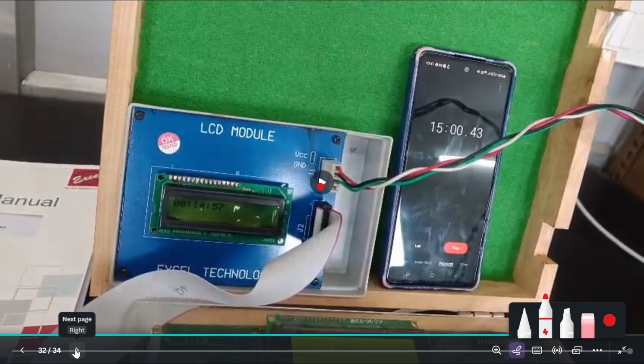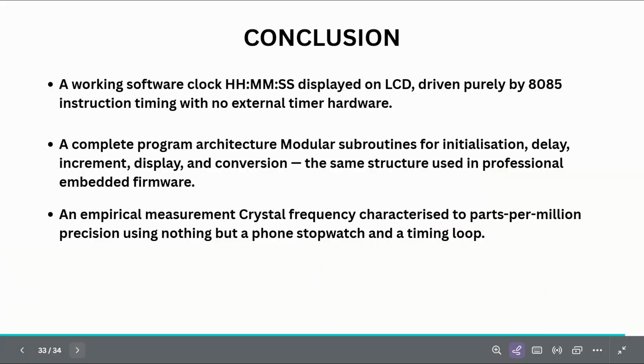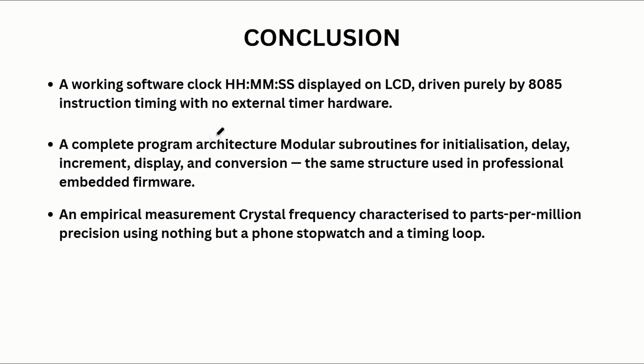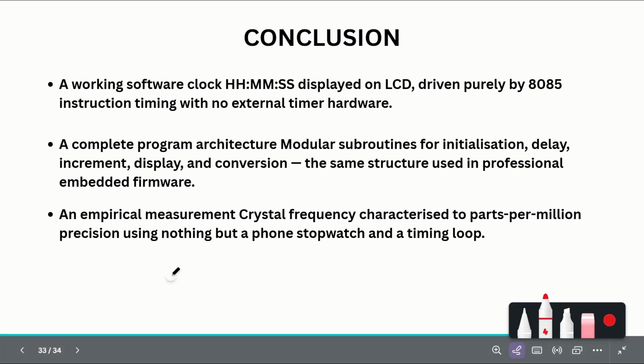So that's it, we're done with our video. We'll now briefly look at the conclusions. Our goal was to achieve a software clock, and we succeeded in that. We built a software clock purely displayed on the LCD, driven by the 8085 microprocessor instruction timing without any external hardware. The entire program architecture has subroutines for initialization, delay, display, and conversion. This is the same architecture used in professional settings, and we also measured the crystal frequency roughly.